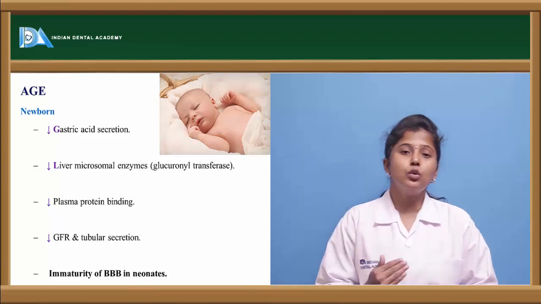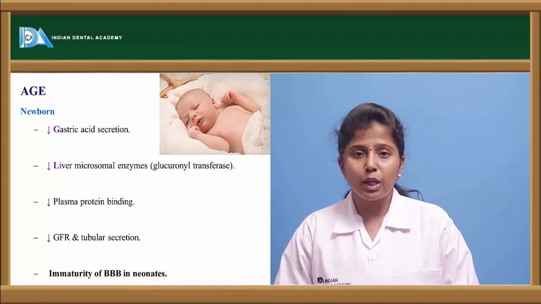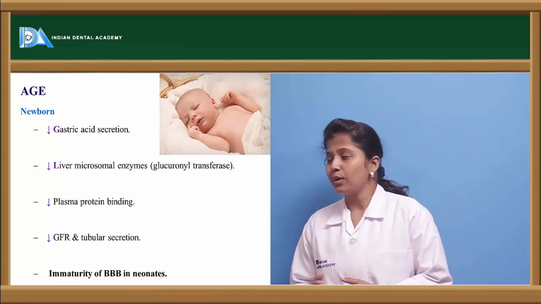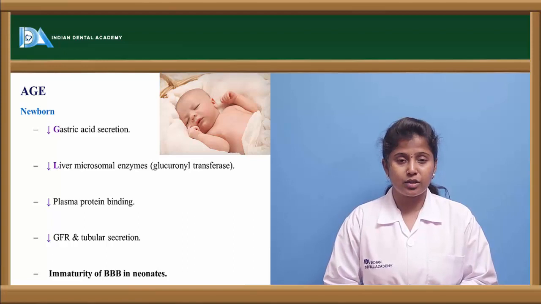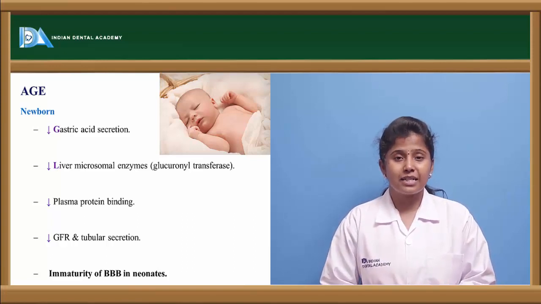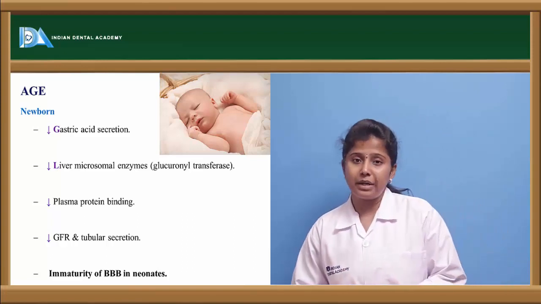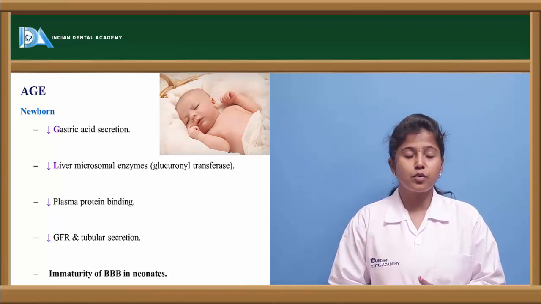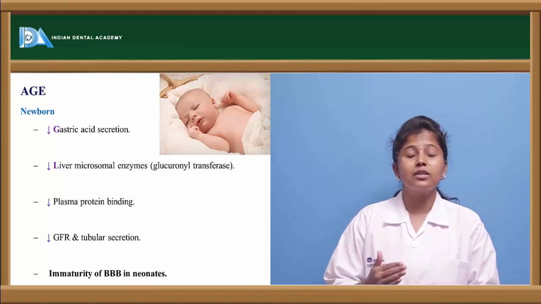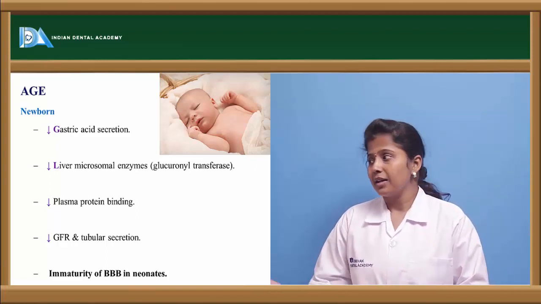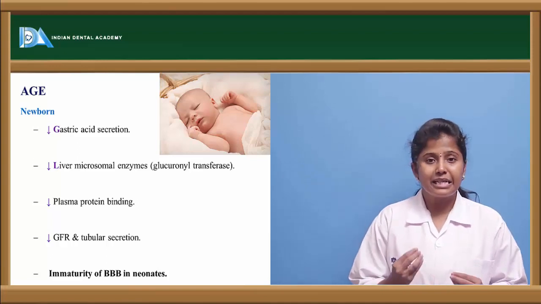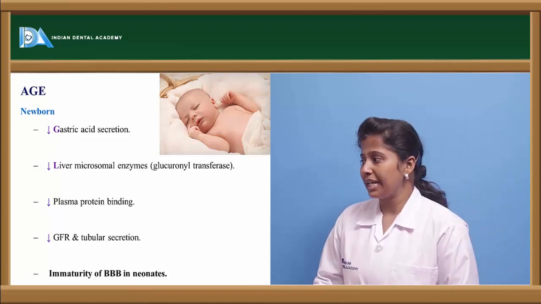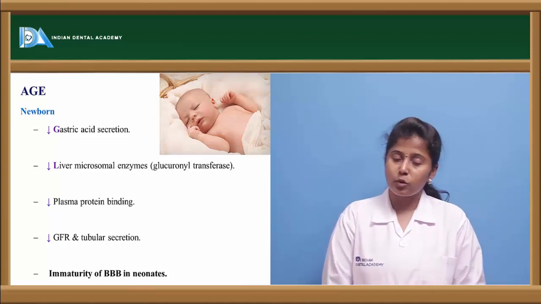For example, if we take newborns or neonates, as the body is developing, there will be decreased gastric acid secretion. The babies are given vaccination, and medications for their better growth, so the drug will show some sort of response. But the drug response is affected in the newborns, in that there will be decreased gastric acid secretion, decreased liver microsomal enzymes, and decreased plasma protein binding also.